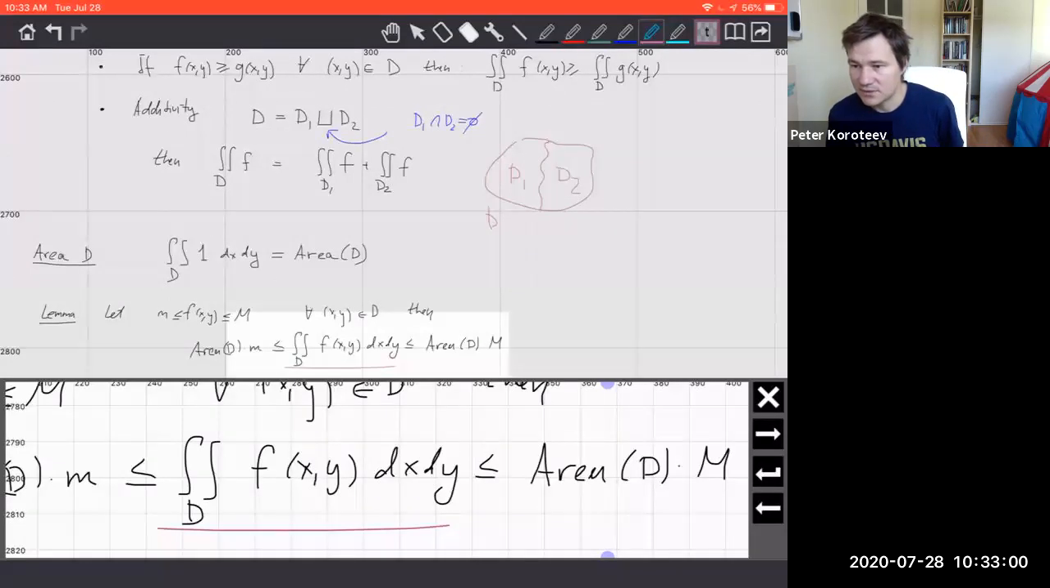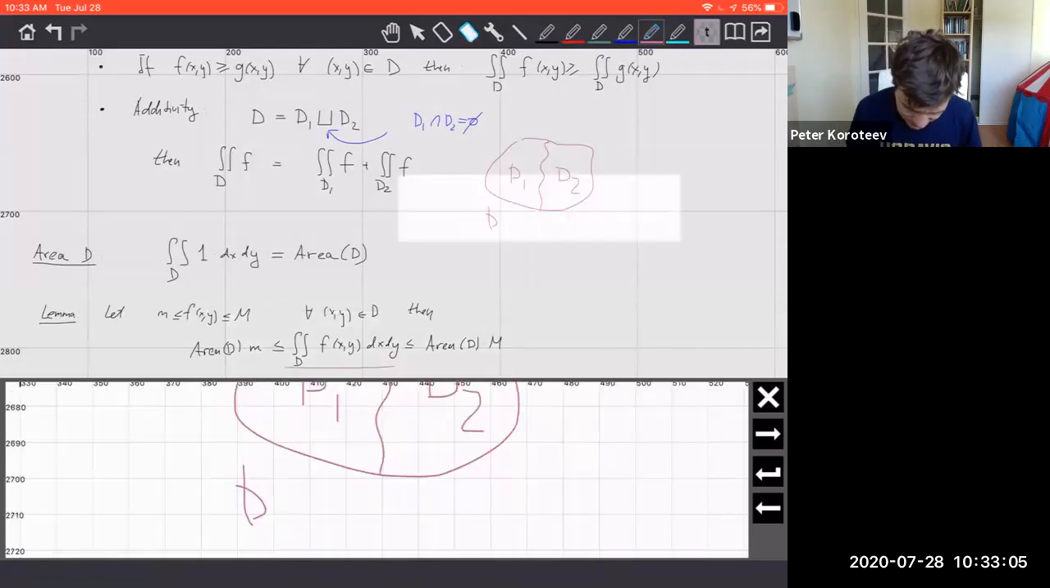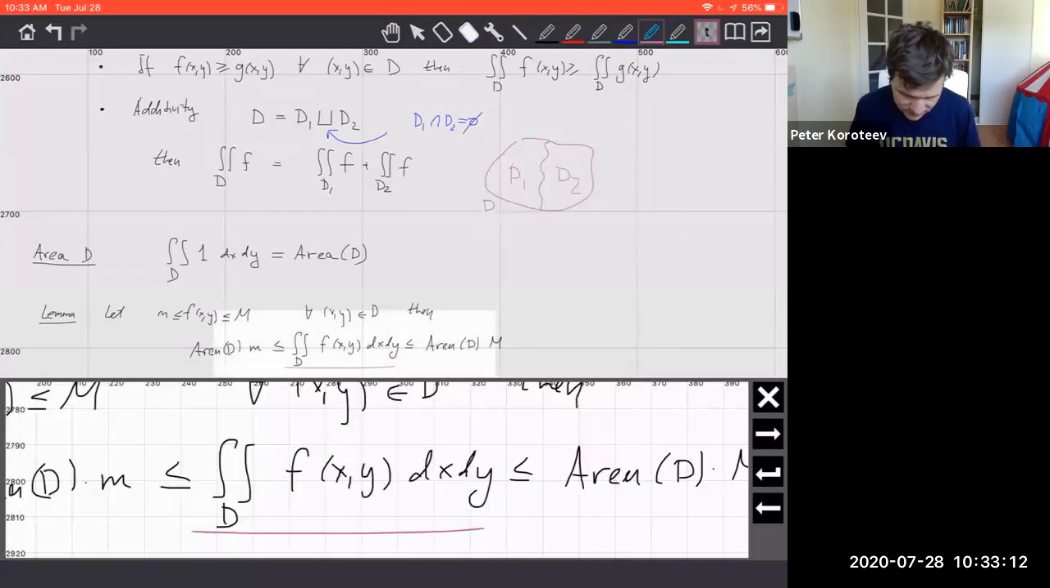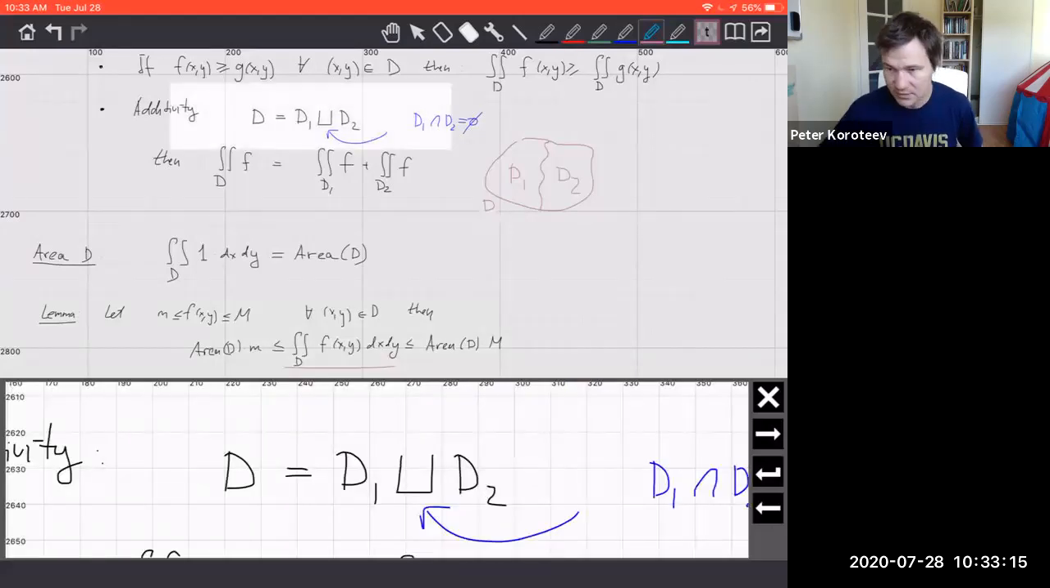Question has been answered. What is the letter symbol under the shape D1 and D2? Yeah, that's D. When I write not in the Zoom window, it may not be very accurate. So D is the union of two subsets. Okay, other questions? Okay.